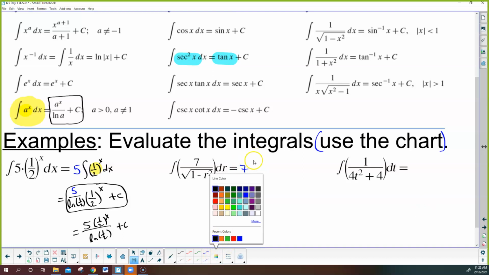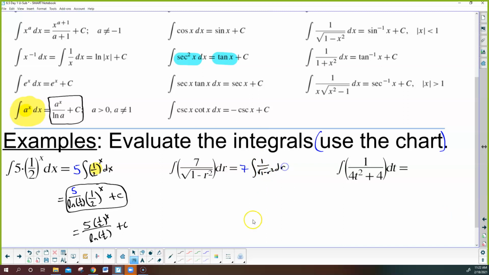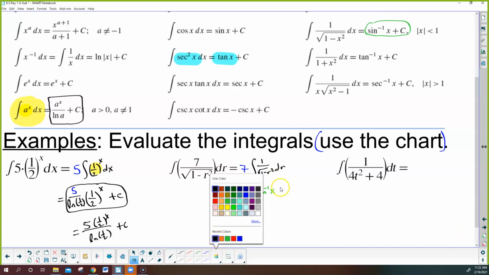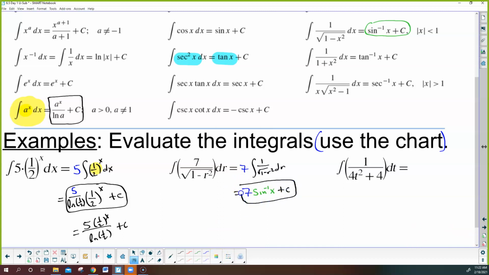So I'm going to pull that 7 out, and I'm going to just rewrite this as 1 minus r squared dr. And then I know that my answer is just taking the antiderivative of this. It's using the chart right there. So sine inverse of x. And then we always just put a plus c at the end. C stands for any constant. And there it is. If you're not sure, you can always take the derivative of your answer, and that'll get you right back to where you started.